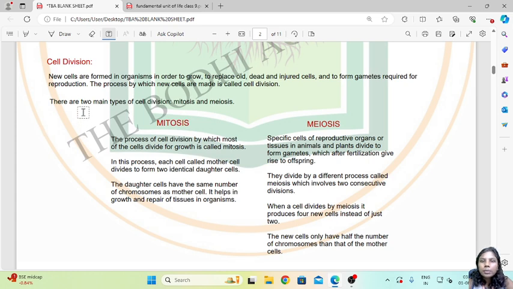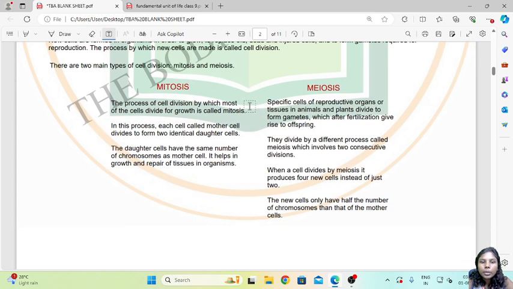Why? Because some cells are very old and their functioning has probably stopped, so you need to replace them. Some cells may be dead, some may even be injured. So in that case, these new cells are required so that there is a continued production of new cells. The process by which new cells are made is called cell division. Now there are two major types of cell division: mitosis and meiosis.